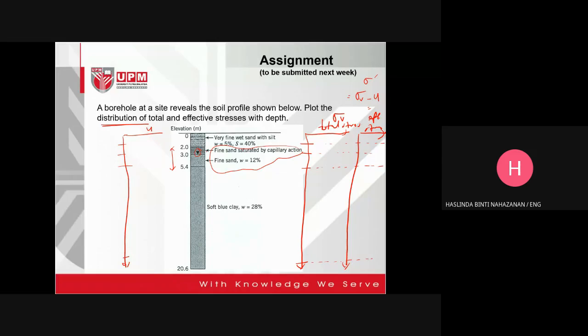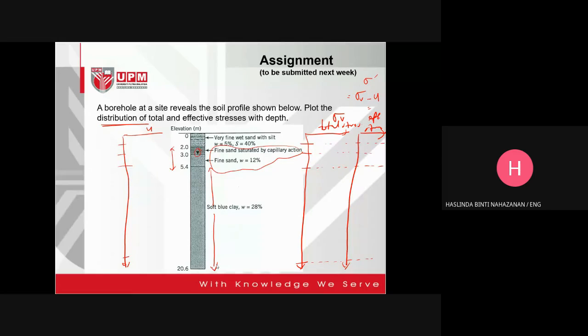But in this case, we also have fine sand saturated by capillary action. So from here to here, we have capillary action, so it is also saturated by capillary action. As I said before, if it's capillary action, then we are expecting a negative pore water pressure at this point. So here water pressure is 0, here are negative values, and as it goes deeper, it's a positive pore water pressure. And then from 5.4 until 20.6, we have a soft blue clay with water content of 28%.